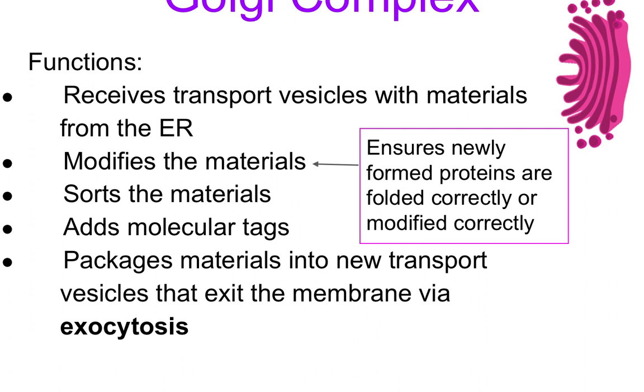functions to receive transport vesicles coming with materials from the endoplasmic reticulum. And then it modifies these materials. It ensures these newly formed proteins are folded correctly, kind of like a double check process. And if they're not folded correctly, it modifies them to put them back in the right shape. It sorts those materials. A lot of times it'll add additional molecular tags to those proteins, and it packages them and puts them into a new transport vesicle, and that will eventually exit the membrane. We call that exocytosis.